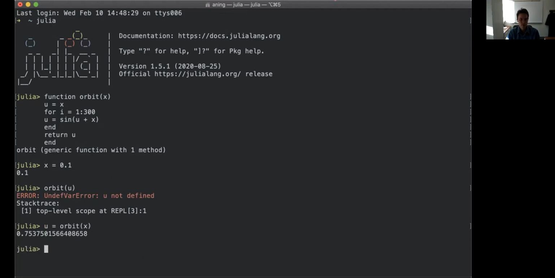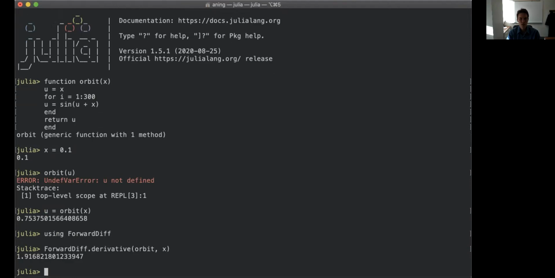Great. So we just use some solver, and just as a comparison, we're going to use a forward mode algorithmic differentiation, and we're going to use algorithmic differentiation in this loop. So it's going to do the AD through the loop there. So let's do that derivative of my orbit function at x, and that's the derivative, right? So I did forward algorithmic differentiation.